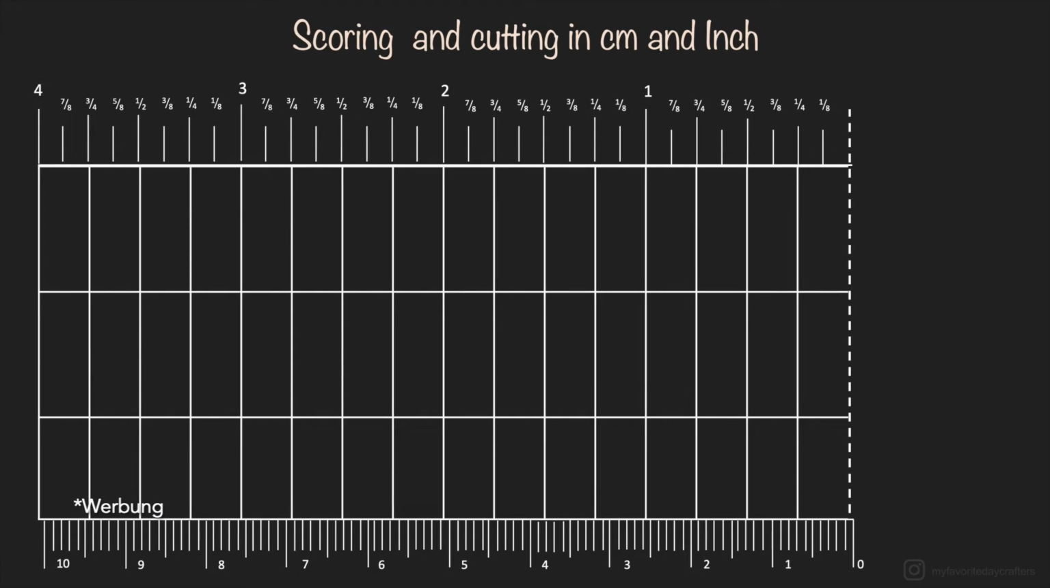Now I want to talk about all those cutting and scoring tools which have the centimeters as well as the inches written on them. This might seem very useful, especially if you don't want to decide yet if you want to work with inches or with centimeters. However, there are some things you need to keep in mind. Sometimes you will find one of those measurements on top of your cutting or scoring board and then the other measurements on the bottom.